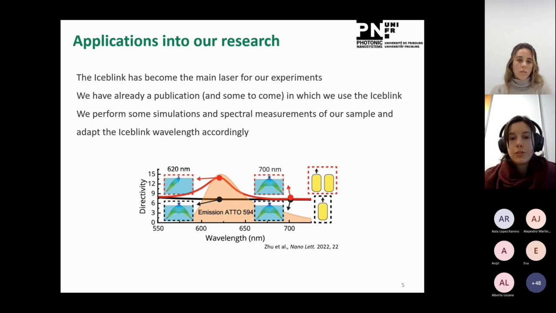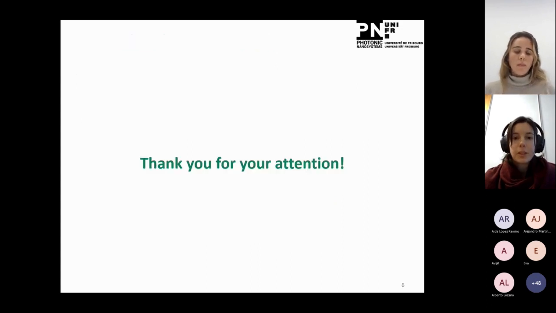So this is the advantage of having a supercontinuum laser: you can adjust the wavelength to basically any experiment that you're running. Now we use it daily in our lab for most experiments, for multicolor measurements, for plasmonic measurements, especially for lifetime imaging, as I was saying. And this is just a summary of what we do. So thank you for your attention.